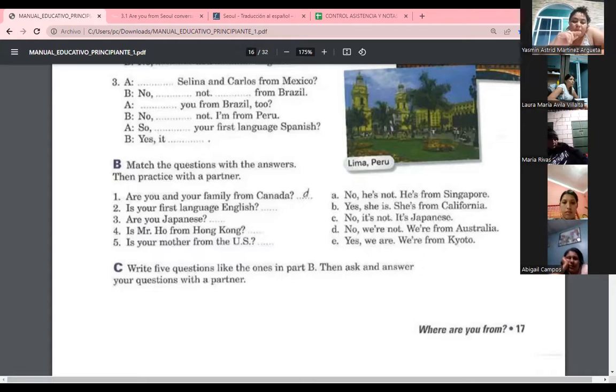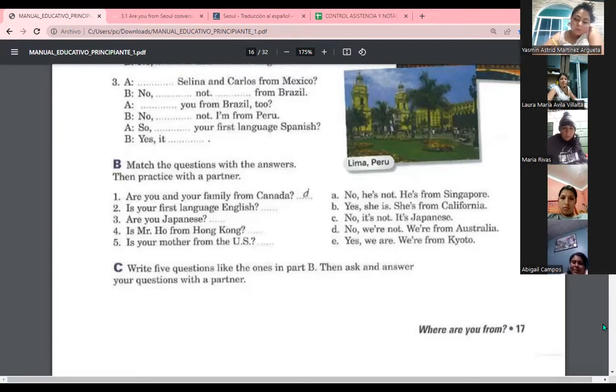Now, write 5 questions like the ones in part B and ask and answer your question with a partner. Ahora va a escribir 5 questions, pero por el tiempo solo vamos a escribir una. Necesito que haga una rápido, similar a la de la letter B, similar al ejercicio que hemos estado desarrollando. Por ejemplo, are you Salvadorian? Vaya, le hice una yo. Are you Salvadorian? ¿Usted responde? Yes, I am Salvadorian. Very good. Esa una, no me la copie. Usted ya no puede copiar esa.